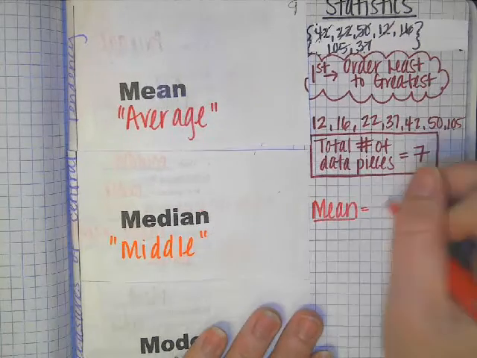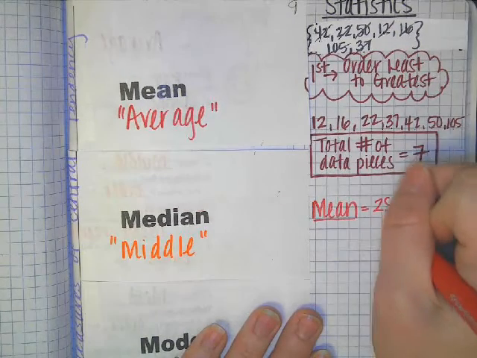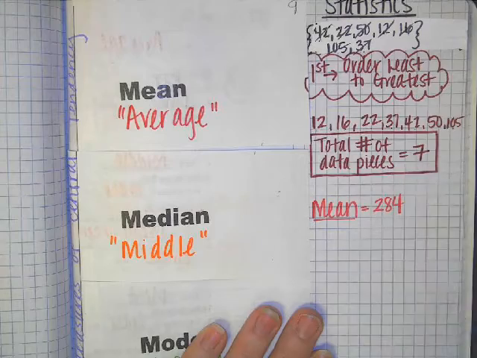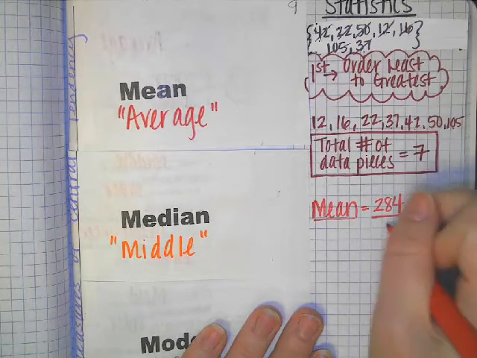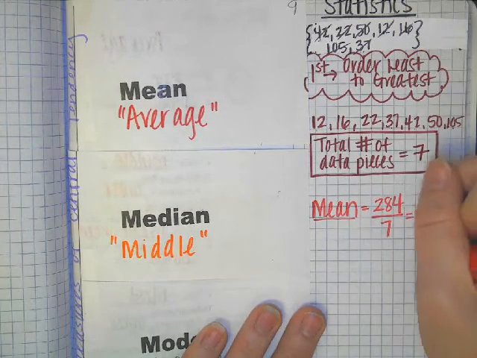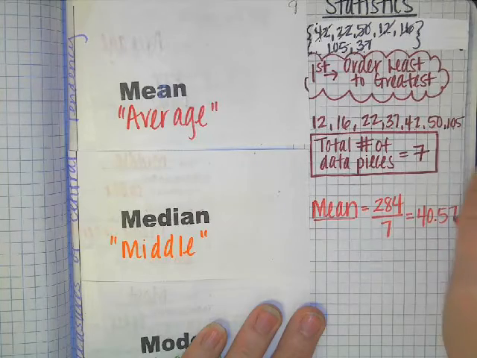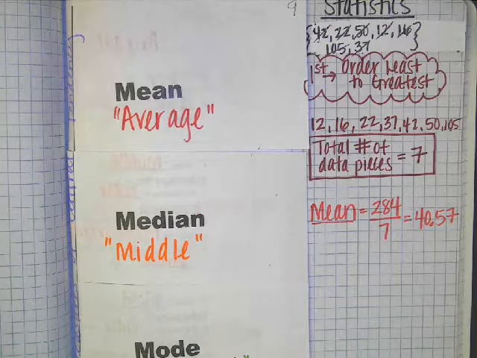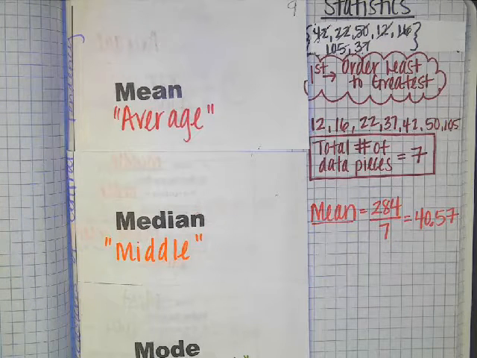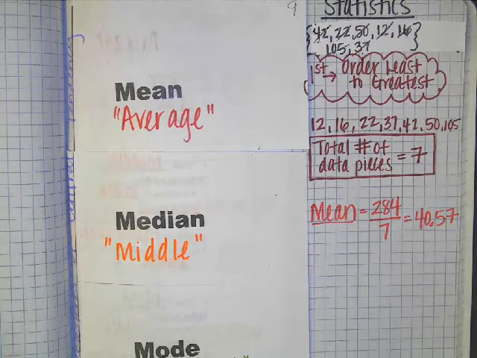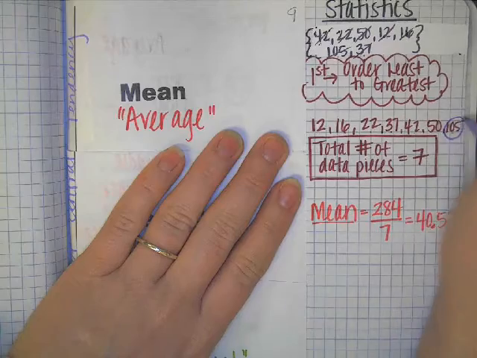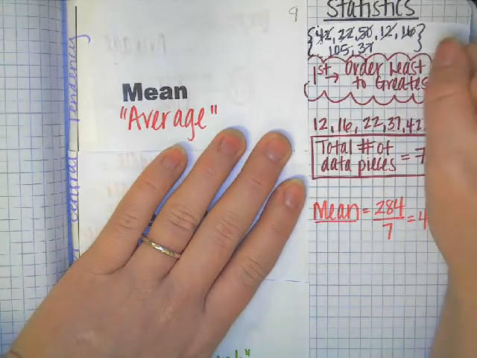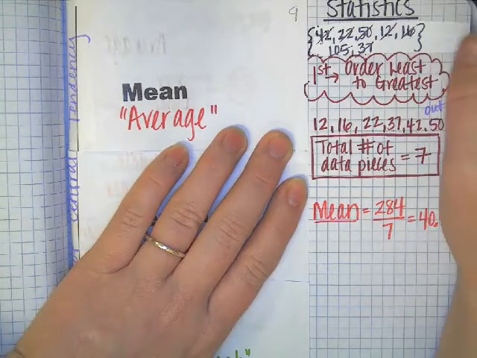For me personally, when I added the numbers up, I got 284. I know there are 7 pieces, so I'm going to divide that by 7, and that gives me a total of 40 and 57 hundredths. Now, sometimes it's going to ask us to find the mean without the outlier. The outlier is a number that is incredibly far off from any of the other numbers. If you'll notice, this number right here, 105, is extremely far out, and we're actually going to call that an outlier.